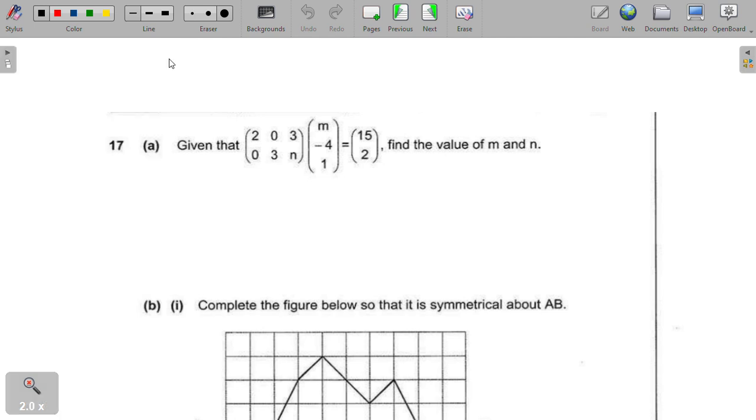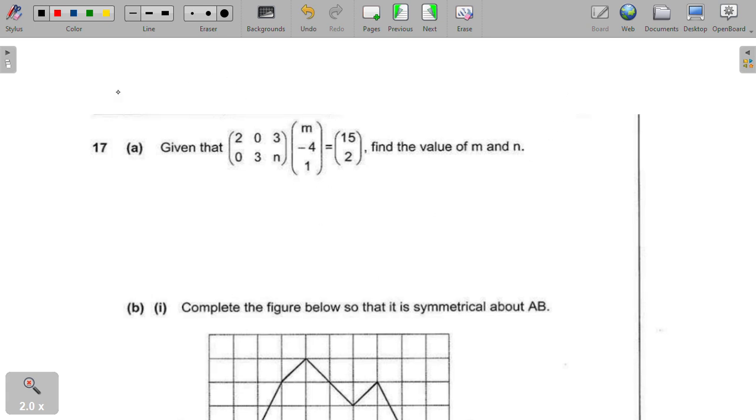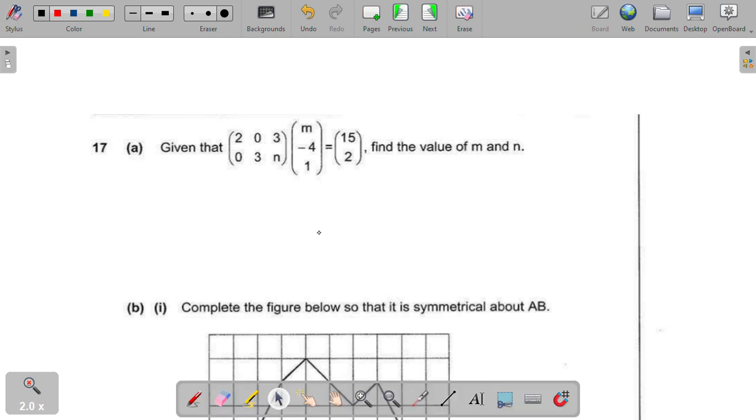Okay, so this is an exam question. First question reads, given that matrix multiplied by the other matrix is equal to 15/2, find the value of m and n. So this is matrix, and we have to find the value by multiplying the matrices by the column vector.